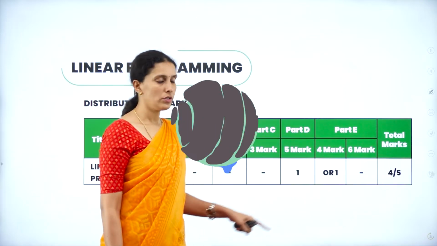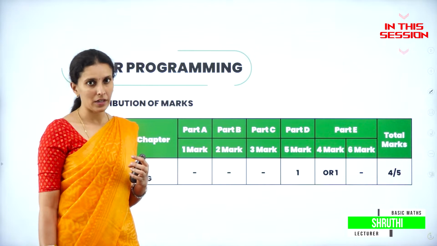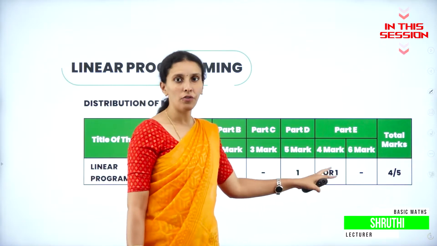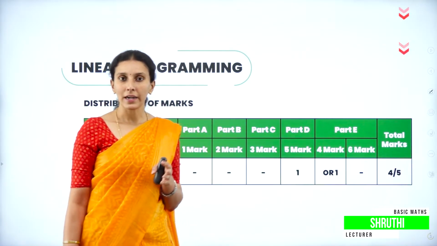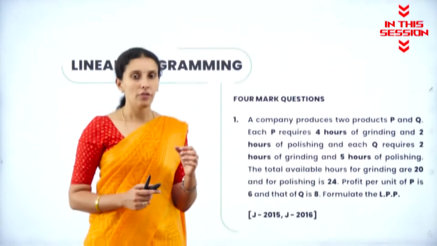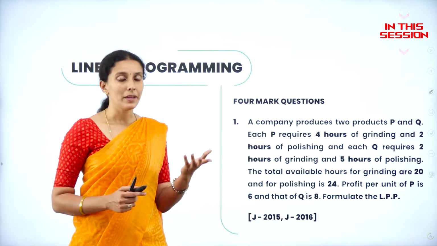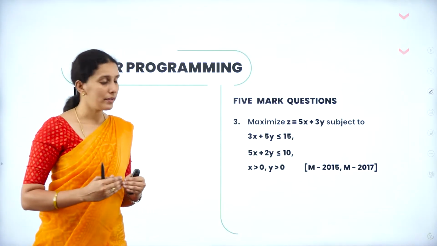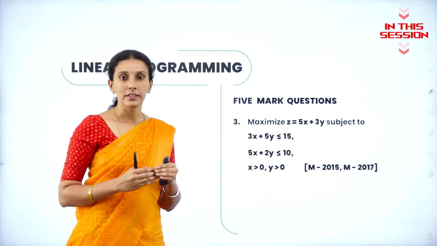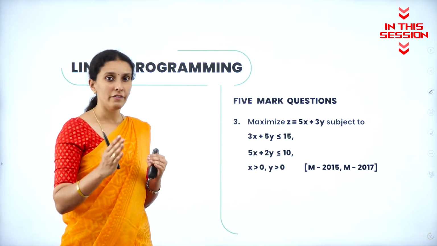One 5-mark question, that is to solve the linear programming problem using graphical method, or they may ask you one 4-mark question under part E section, that is to formulate linear programming problem. To formulate the LPP is to maximize the profit or minimize the cost. By graphical method, x and y greater than 0 means it lies in the first quadrant. Hence our solution will lie in the first quadrant.